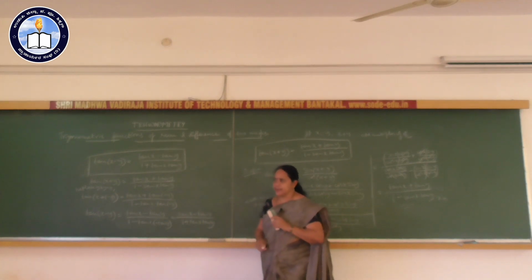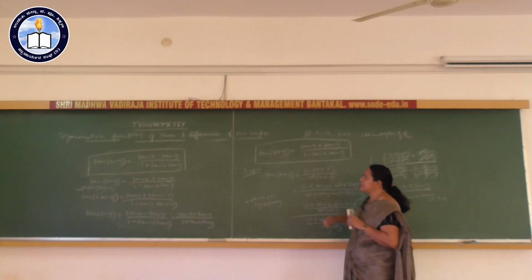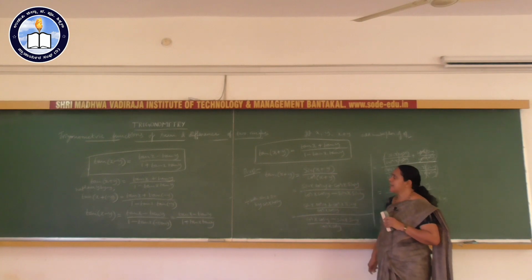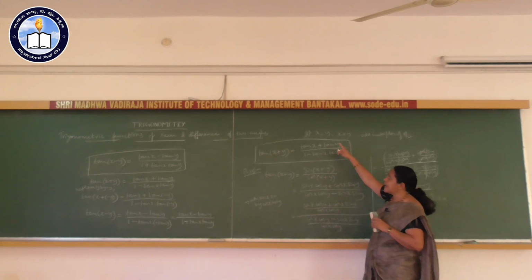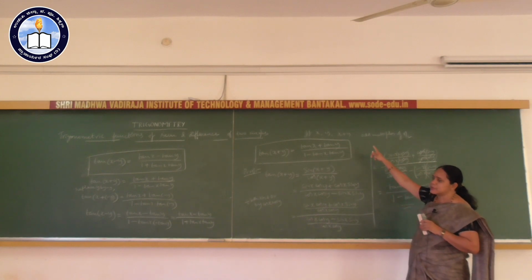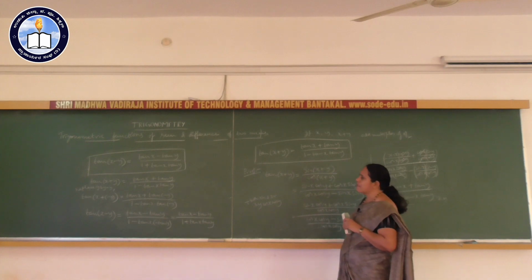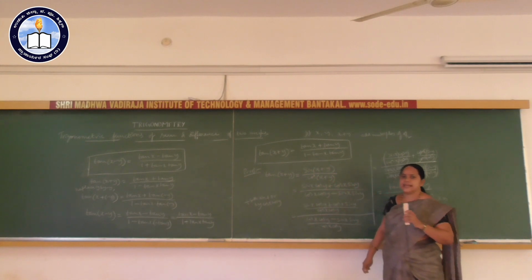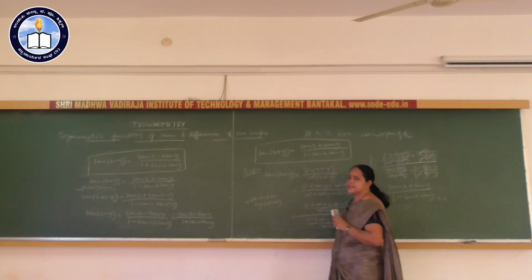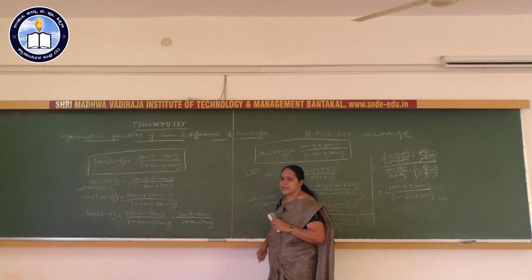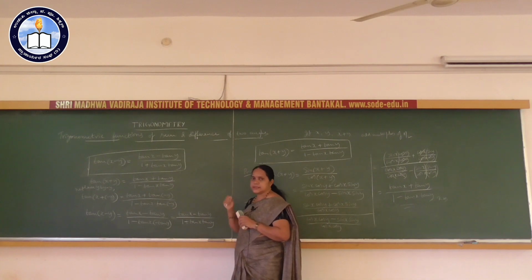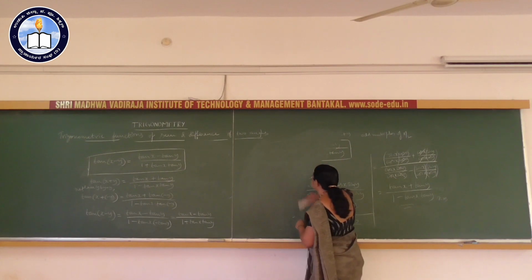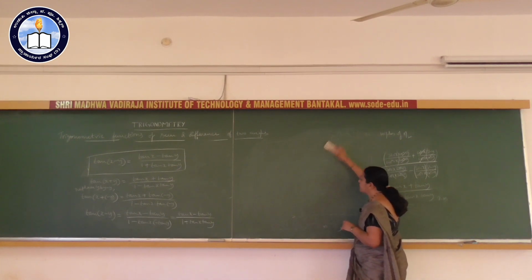So remember, tan(x plus y) is equal to tan x plus tan y divided by 1 minus tan x into tan y. If none of the angles x, y and x plus y are multiples of pi by 2, we have the formula tan(x plus y) is equal to tan x plus tan y divided by 1 minus tan x into tan y, and tan(x minus y) is equal to tan x minus tan y divided by 1 plus tan x into tan y. Similarly, we have two more formulas.